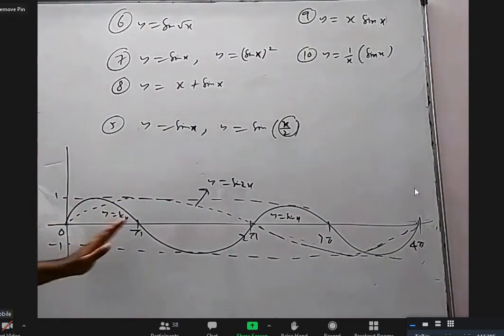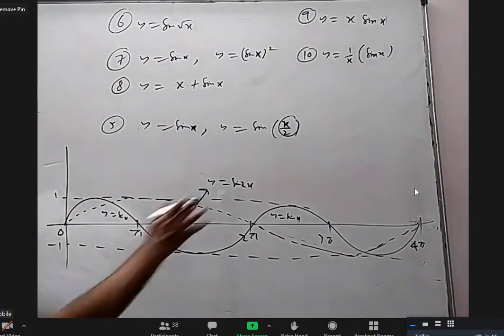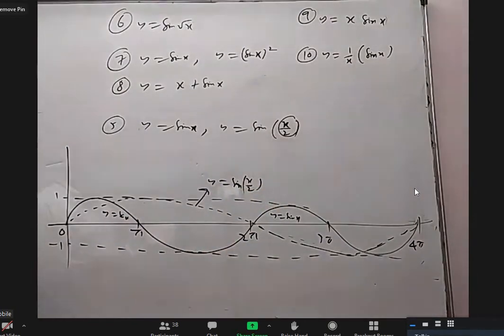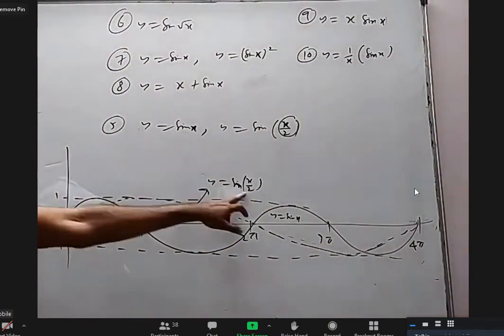Sir, you wrote sin 2x. Sir, sorry, it is sin x by 2. Yeah, thank you.